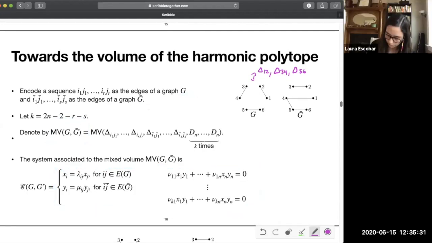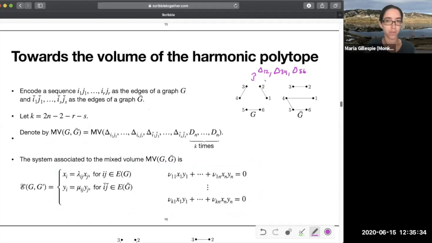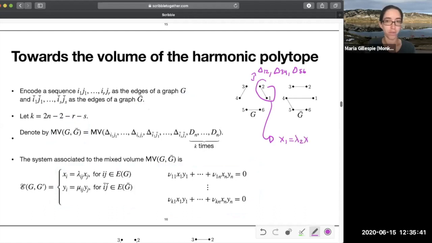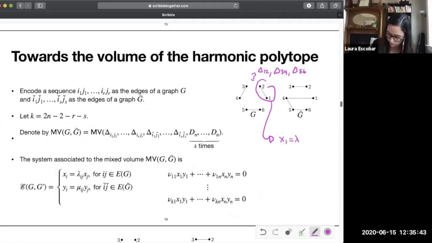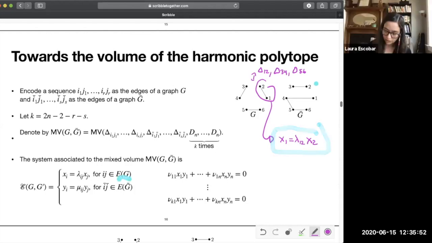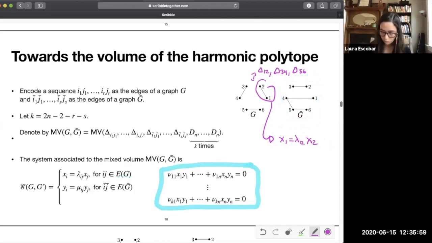Whenever we have an edge, so for example, we have the edge 1,2, the edge 1,2 gives us the equation x1 is equal to lambda 1,2 x2, for example. So each of the edges gives us an equation like this for the graph G. Similarly, each of the edges of the graph G bar gives us a linear equation. And lastly, we're gonna have K equations that are coming from this simplex. Okay, so these equations are of degree 2.